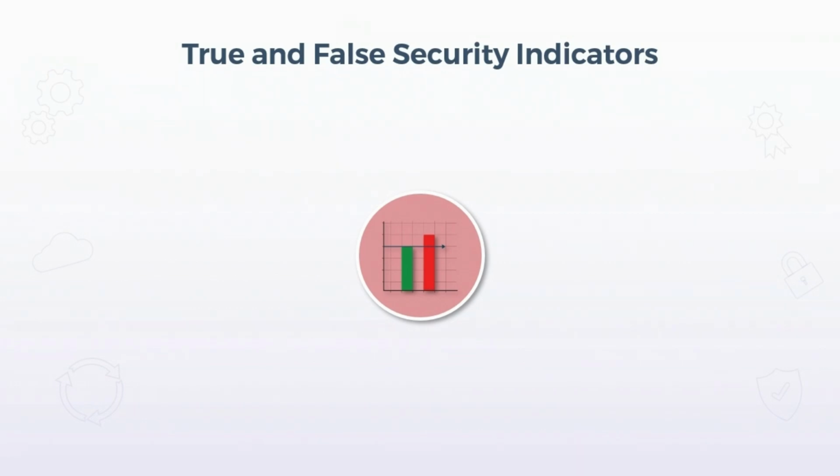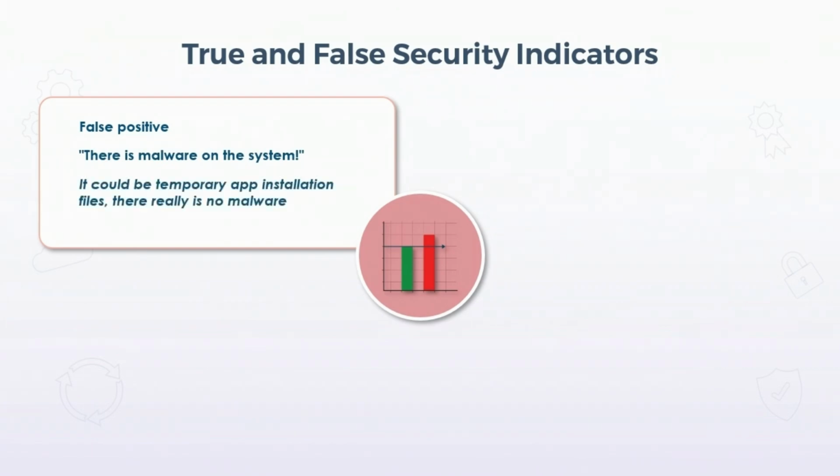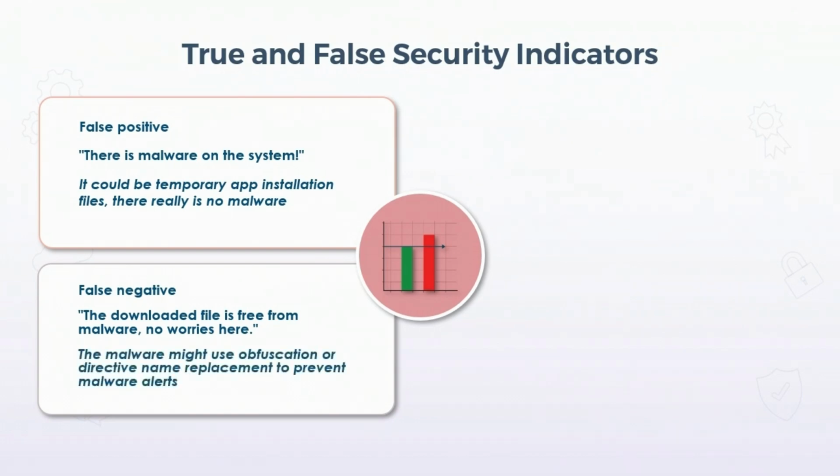A false positive means that we've got some kind of an alert or an alarm, but it's not true, it's false. Such as an alert that says there's malware on the system, when in fact maybe there's not. It could be that there's temporary app installation files and the virus scanner is thinking that that is malware. A false negative might come in the form of the downloaded file is free from malware. There are no worries here. However, it might actually be an infected file, it just didn't get detected by your virus scanner. So the malware might use obfuscation techniques or directive name replacement to prevent malware alerts.